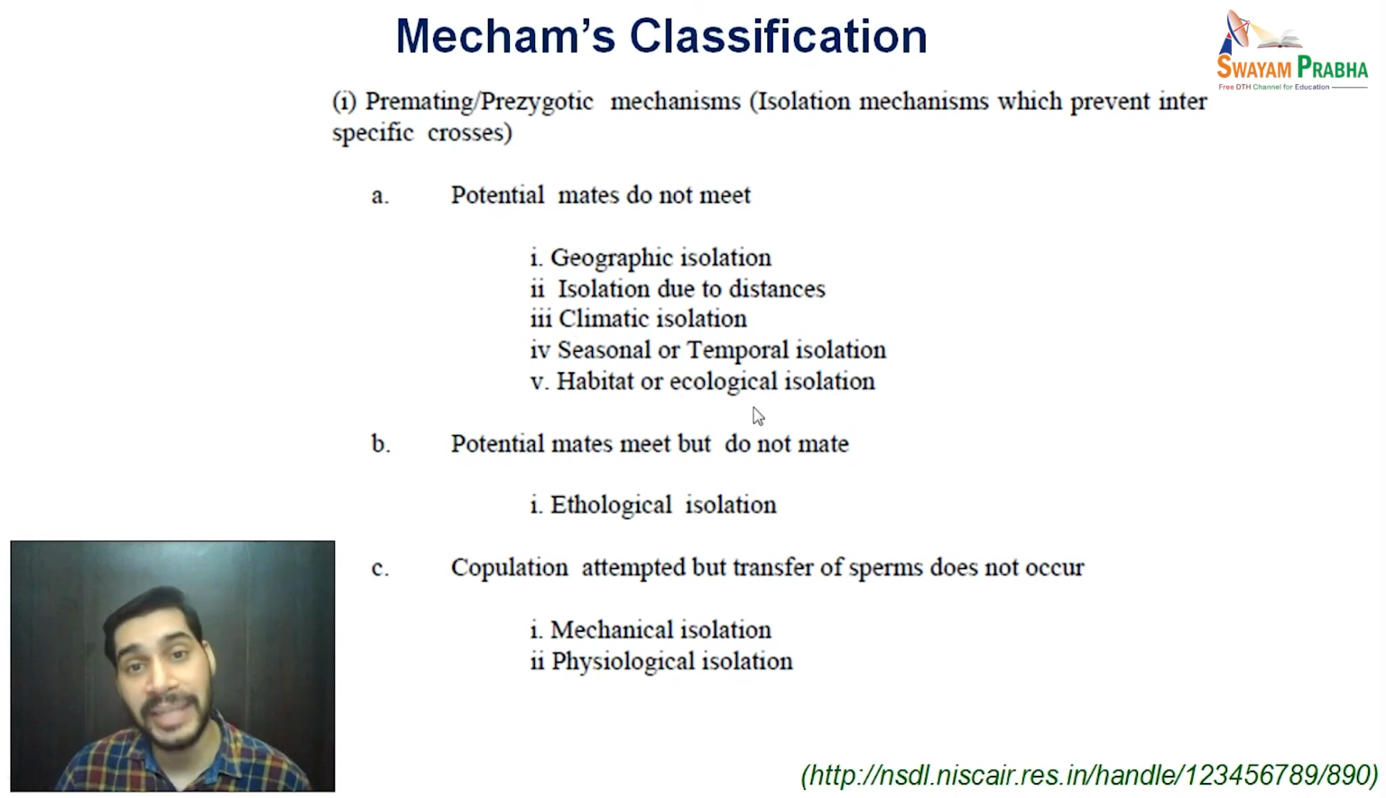Now, if the mates have already met, but they are unable to mate with each other, there might be the existence of the barriers which are ethological or behavioral in nature. Then, even if the copulation has been attempted, that means mating has taken place, but transfer of sperms does not take place. They can be the barriers called mechanical ones or the physiological ones.